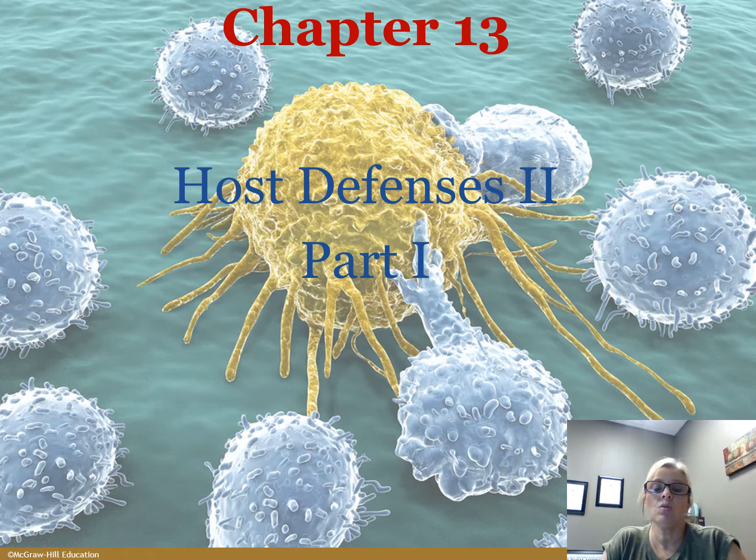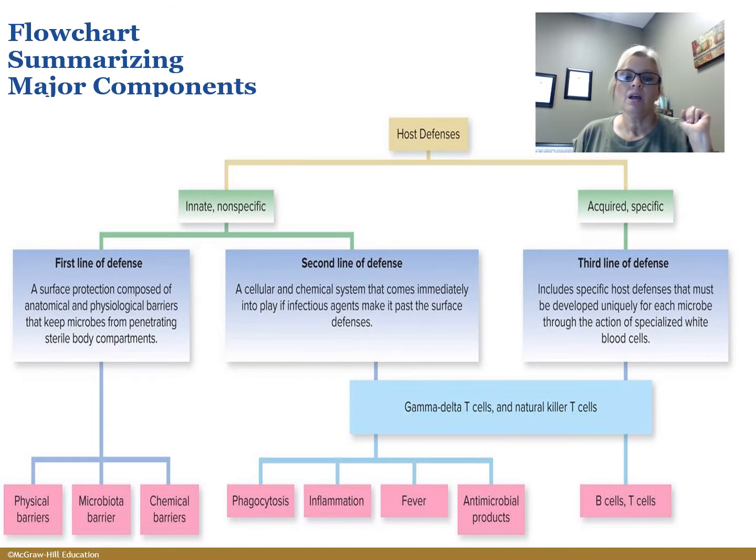So we're going to continue on now with host defenses, and we're going to be looking at the third line of defense. This is what we tend to think of as immunity. We don't think of the first and second lines of defense when we consider immunity. When we think of our immune system, we think of the third line of defense. This is going to be our acquired immunity.